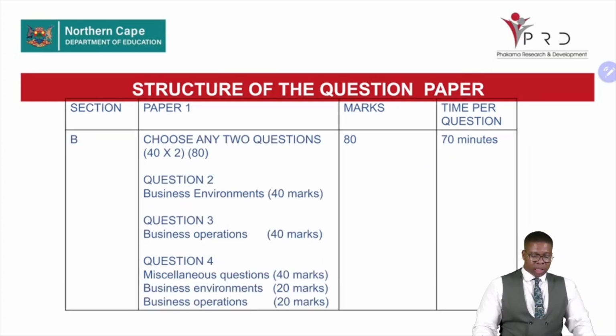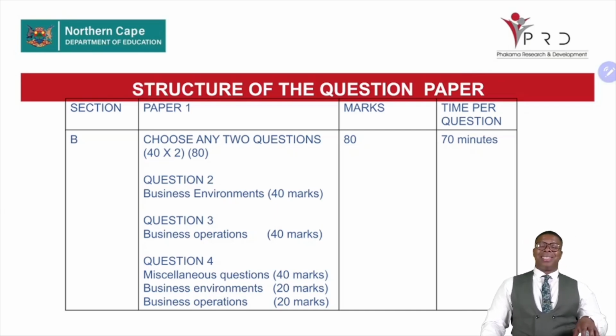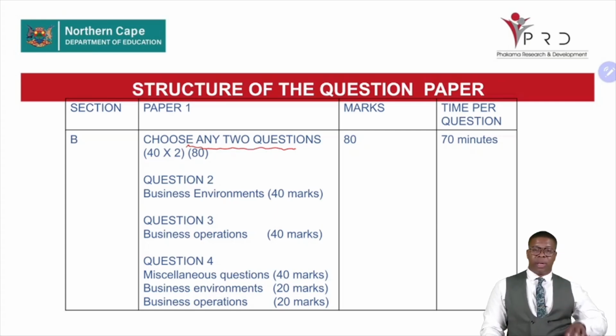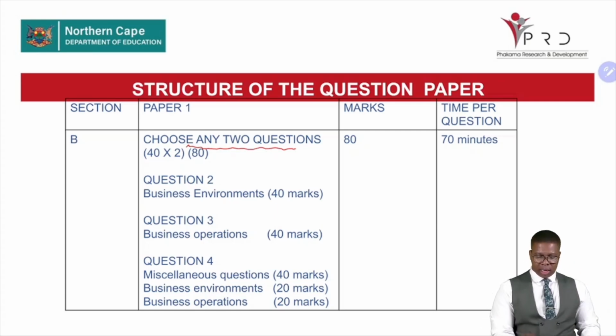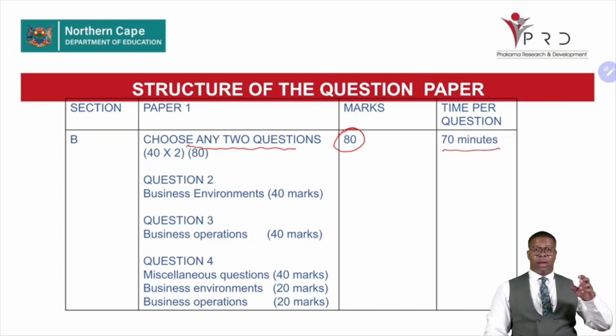Then section B, with your section B, we are looking into your interpretation, your scenarios, and where you should provide explanations. So before you start your section B, there's an instruction that would say to you, choose any 2 questions, because in section B, you are having 3 questions, but you're expected to answer only 2 questions. And then the mark allocation there is 80, and the time you should spend is 70 minutes, which is equal to 35 minutes per question, because remember, you are expected to answer only 2 questions.